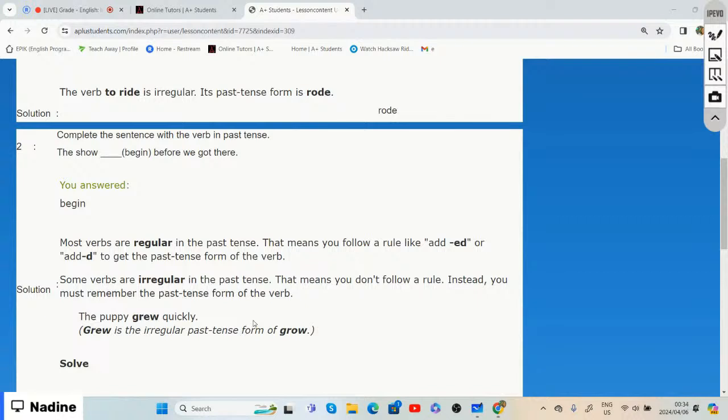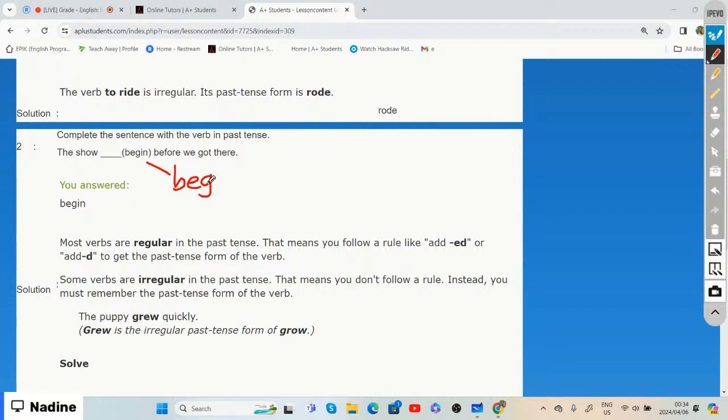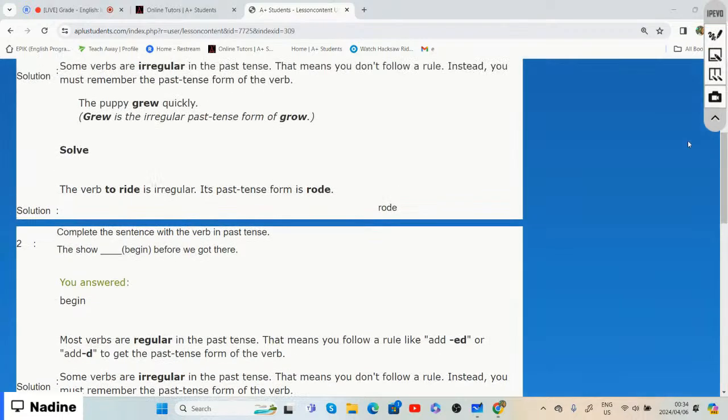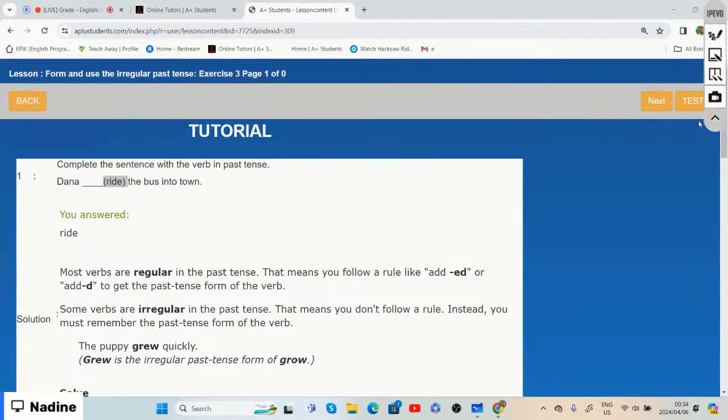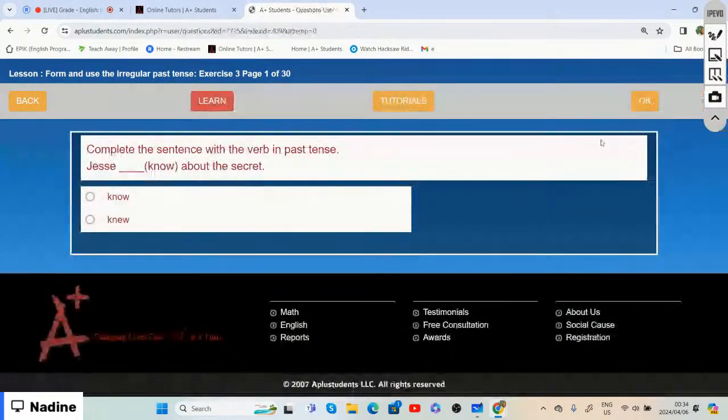All right. So begin, the past tense of begin. If we were to write down the past tense of begin, then it is began. We began something, right? So the past tense of begin is began. All right, so now we're going on to our test. Well done. Began is correct.